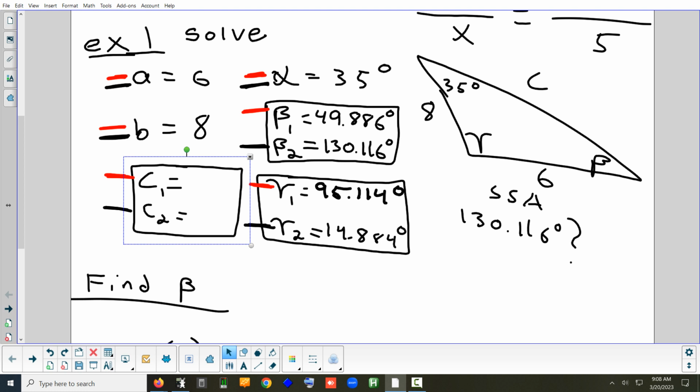Let's set it up. So just write all this down. So sine 35 over 6. And what's the angle that I'm going to use to find C1? Yeah, 95.114. Gamma 1. You always use the angle across from it. So 95.114 over C1.